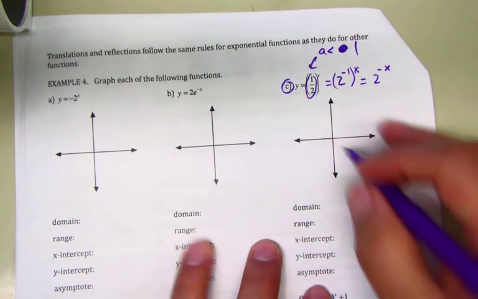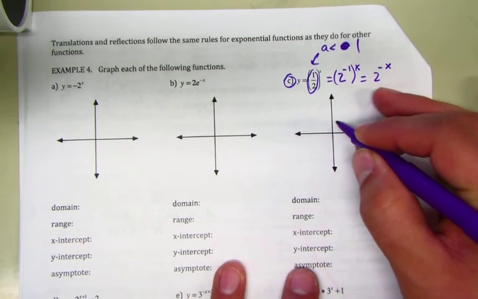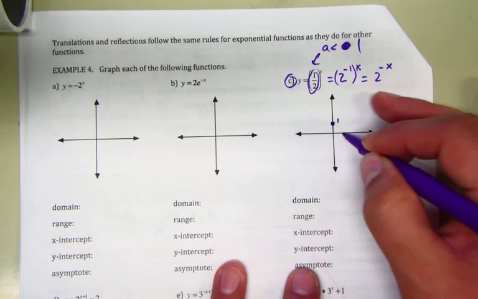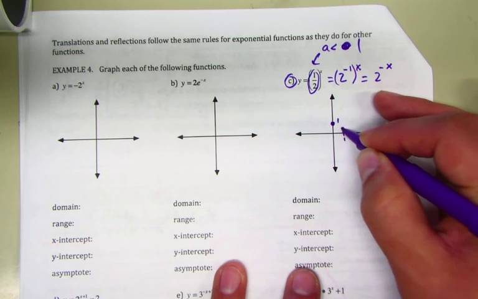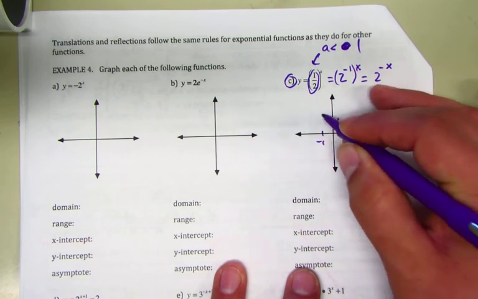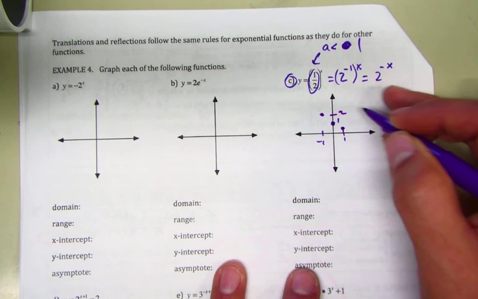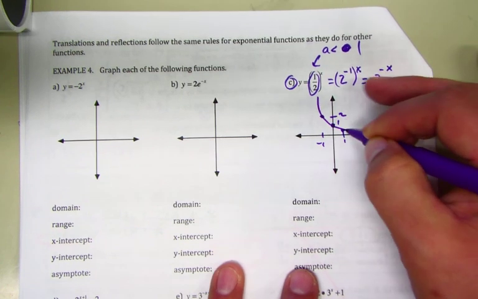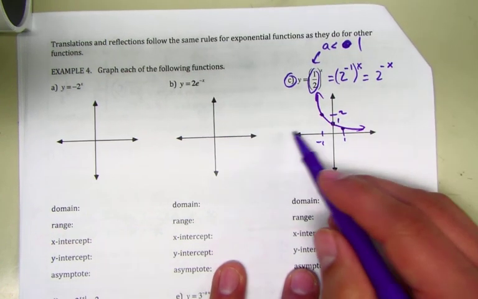Okay? Actually, let's finish this example. Still, though, what point is on the graph? 0, 1. And now at 1, I'll be at 1/2. And at -1, I'll be at 2. So now we have something that looks kind of like this. Okay?